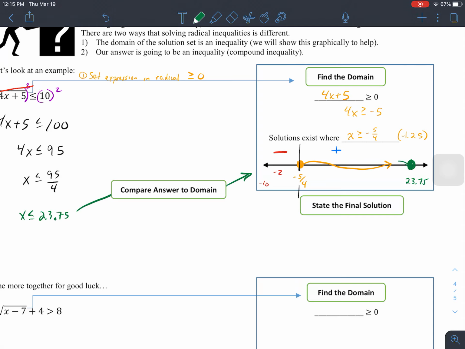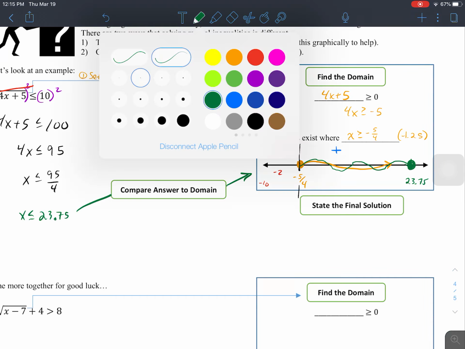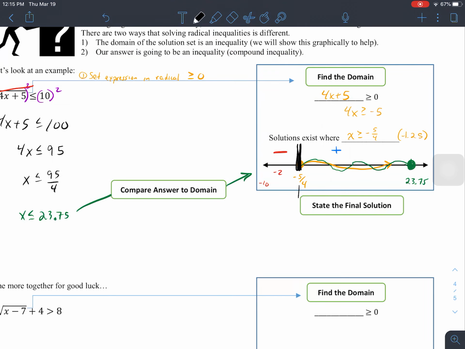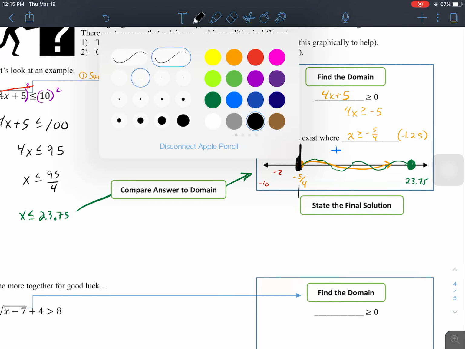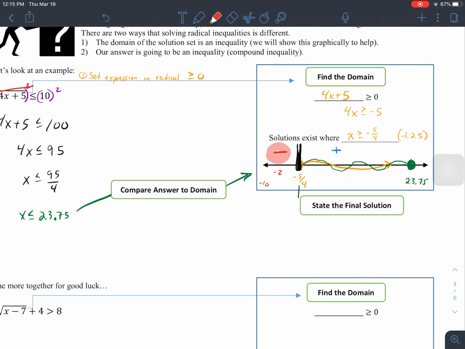Now watch this. As I go to the left, I can still use all these numbers because they're positive when I plug them in. But what happens is when I hit this negative 5/4, I have to stop. I cannot cross that. Because if I cross that, I'm going to end up in this zone where I plug in and I get negative numbers, which is not allowed. So the solution space that I'm really using is between these two numbers. I'm not going to cross that boundary.